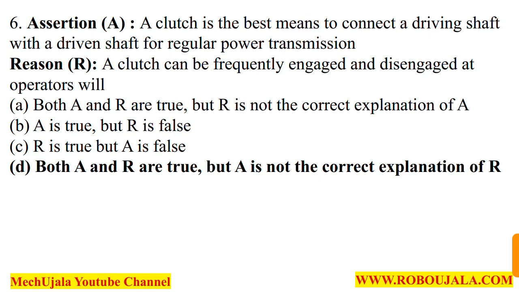Now in question number 6 they are asking, a clutch is the best means to connect a driving shaft with a driven shaft for a regular power transmission. So that is correct. And in R they have given, a clutch can be frequently engaged and disengaged at the operator's will. So that is also correct, but R is not the correct reason for A. So option number D is the correct option for this question, because both A and R are true, but R is not the correct explanation of A. So option number D is the correct option.